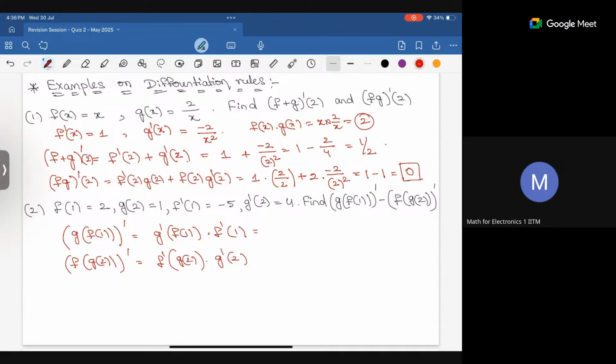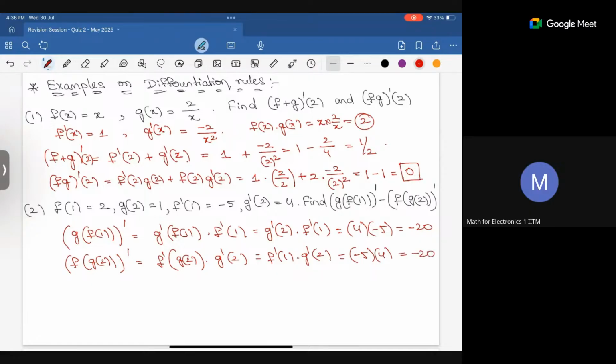That's it. We know f of 1. Substitute f of 1, which will be g prime of 2 into f prime of 1. And f prime of g of 2 is 1, so this will be f prime of 1 into g prime of 2. So both are the same actually. When I take the product of g prime of 2 into f prime of 1, g prime of 2 is 4 into minus 5, which will give me minus 20. And here also it will be minus 5 into 4, which will be minus 20.